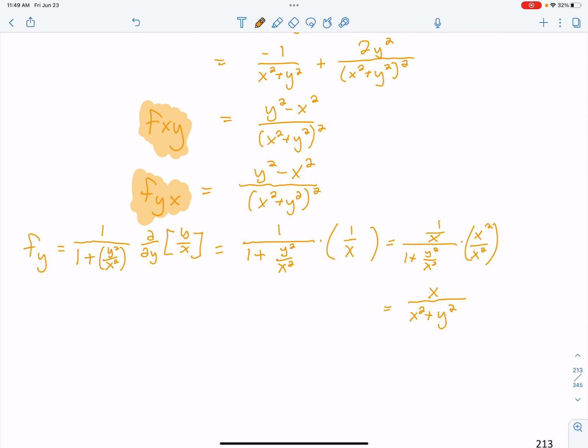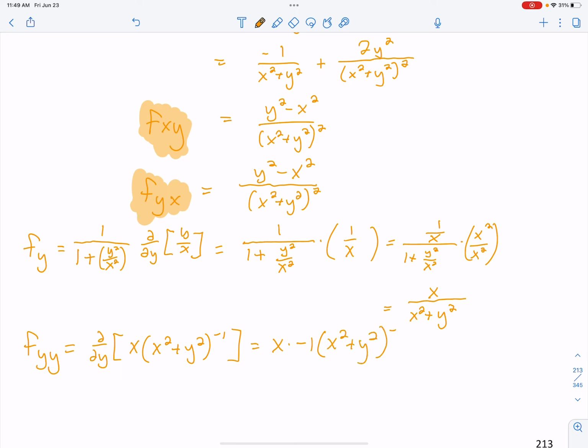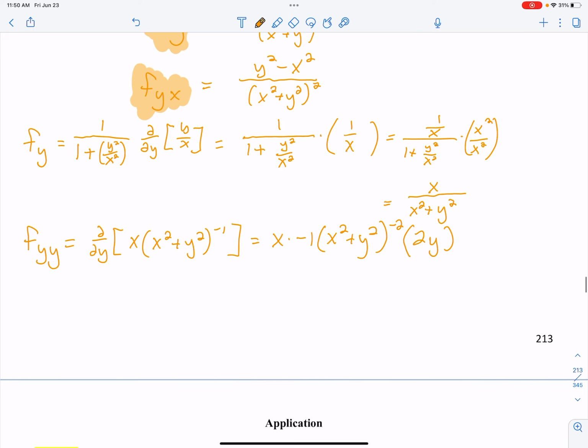And now we got to do fyy. That is my partial with respect to y of that function. Right? I'm going to write it that way to help ourselves out. x is a constant in this case, so all I got to do is keep the x. Okay, multiply by -1, (x squared plus y squared) goes to a -2, and then I got to take the partial of the inside with respect to y, so it's just going to be a 2y. So we get -2xy over (x squared plus y squared) squared.